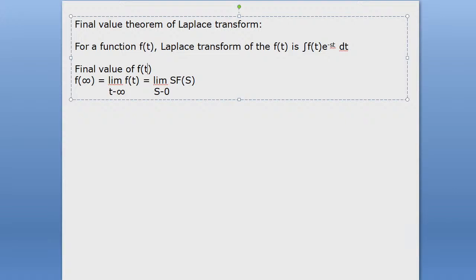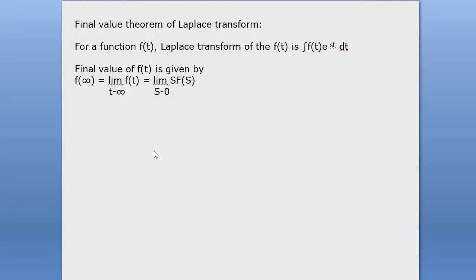f of infinity is equal to the limit of f of t as t tends to infinity, which equals the limit of s F of s as s tends to 0. Anyone can prove it because we have already proved the initial value theorem. To prove the initial value theorem, we considered the derivative of the function at first, and then we took the limit of s tends to infinity on both sides of the equation.